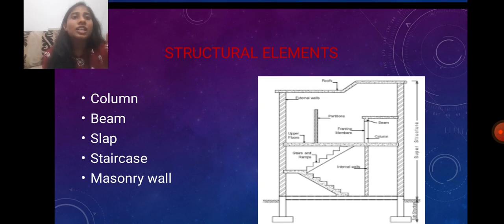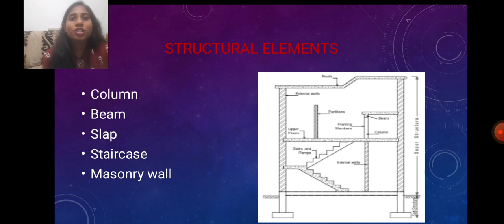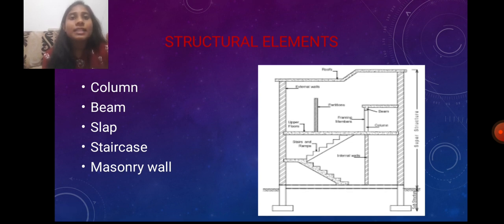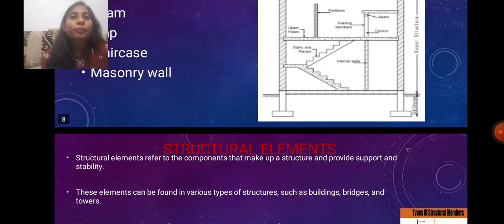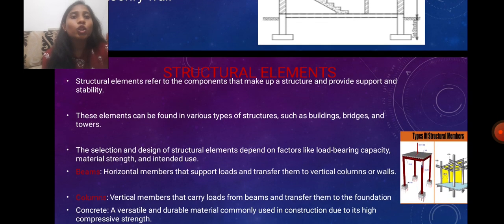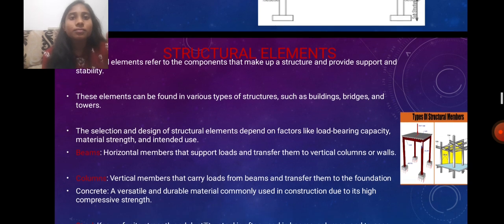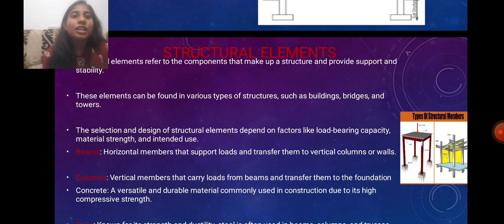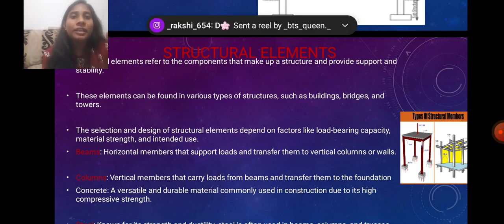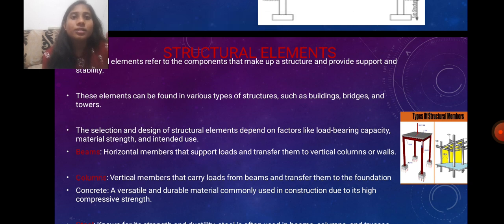Now what are the structural elements used for construction? Mainly columns, beams, slabs, staircases, masonry walls. Let's go through one by one. First of all, what are structural elements? These structural elements refer to the components that make up the structure and provide support and stability. These elements can be found in various types of structures such as buildings, bridges and towers. The design of these structural elements depends on factors like load bearing capacity, material stability and intended uses.